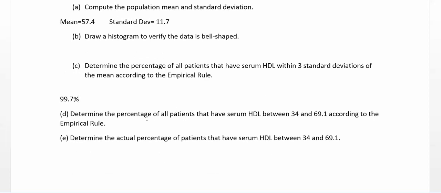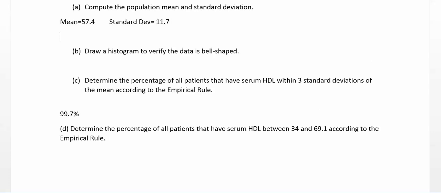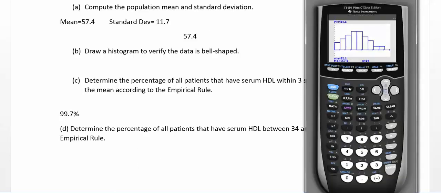Let's actually come back up here and think about when we set these numbers up. 57.4 is the middle. If I go 11.7 above it, so 57.4 plus 11.7, I get 69.1.